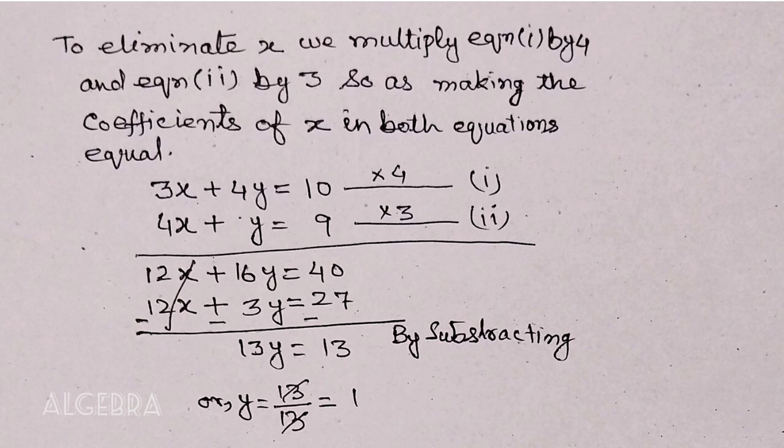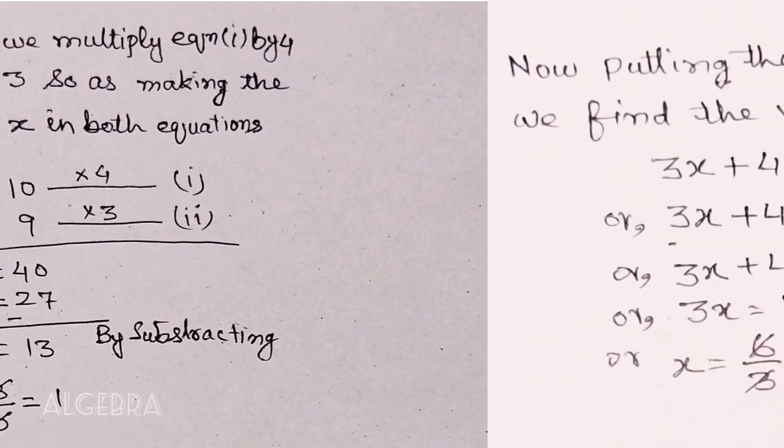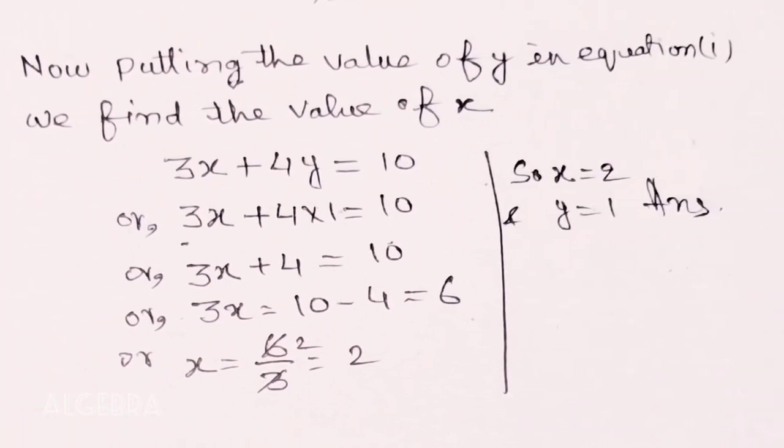3x plus 4y is equal to 10 is multiplied by 4, and 4x plus y is equal to 9 is multiplied by 3. 12x plus 16y is equal to 40, and 12x plus 3y is equal to 27. By subtracting, 12x and 12x cut, and 13y is equal to 13, or y is equal to 13 by 13 is equal to 1. Now putting the value of y in equation 1, we find the value of x.